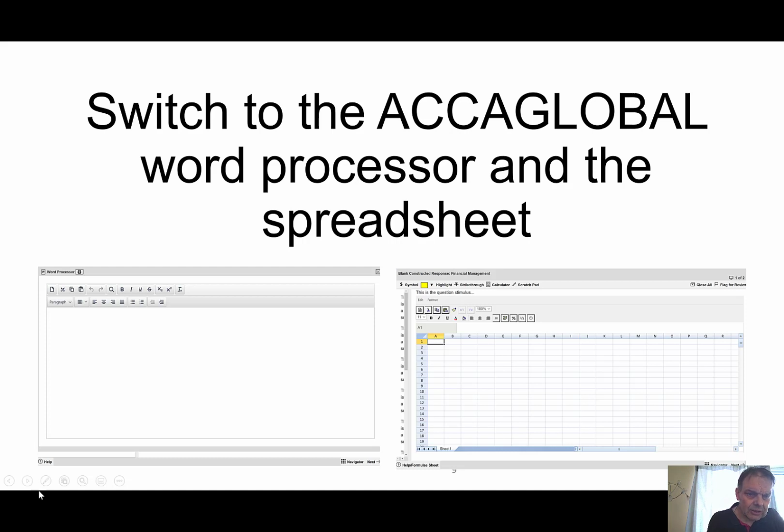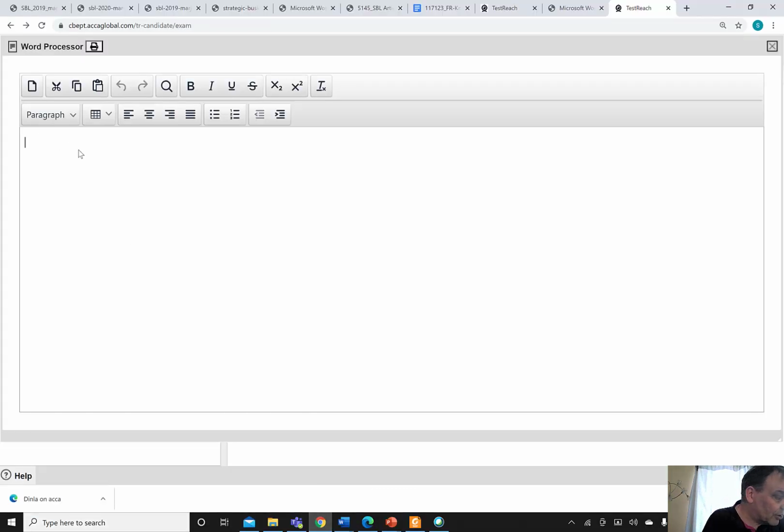So now we're going to switch, and we can then start to answer the spreadsheet. So the question was, discuss the problems in estimating the appropriate data inputs for using the capital asset pricing model. Well, the capital asset pricing model has three key inputs. They are the RF, the risk-free rate, the equity beta, and the market average return.